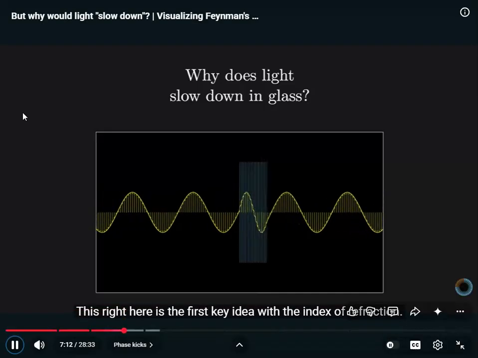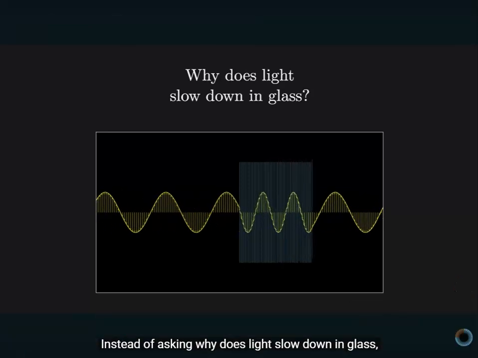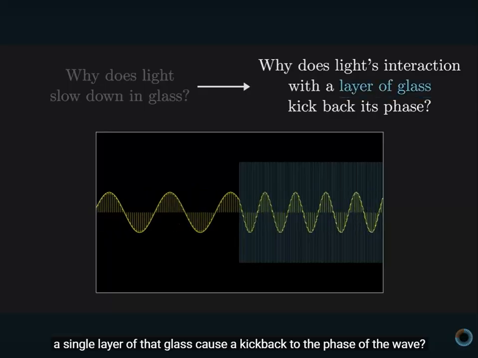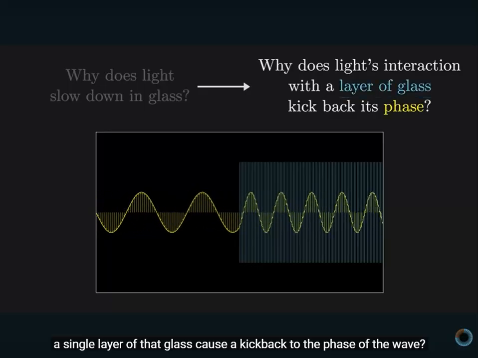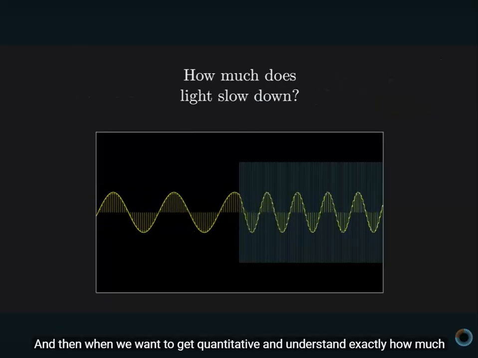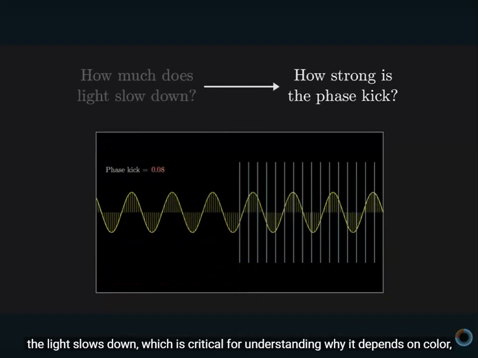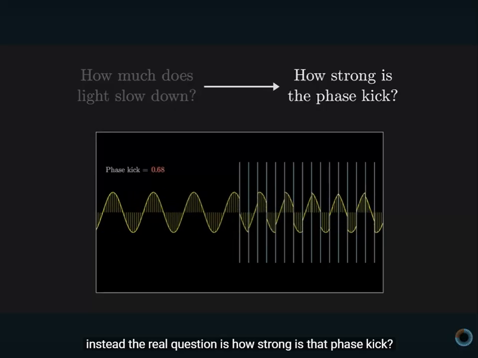Here is the first key idea with the index of refraction. Instead of asking, why does light slow down in glass, what we really need to ask is, why does its interaction with a single layer of that glass cause a kickback to the phase of the wave? And then when we want to get quantitative and understand exactly how much the light slows down, which is critical for understanding why it depends on color, the real question is, how strong is that phase kick?